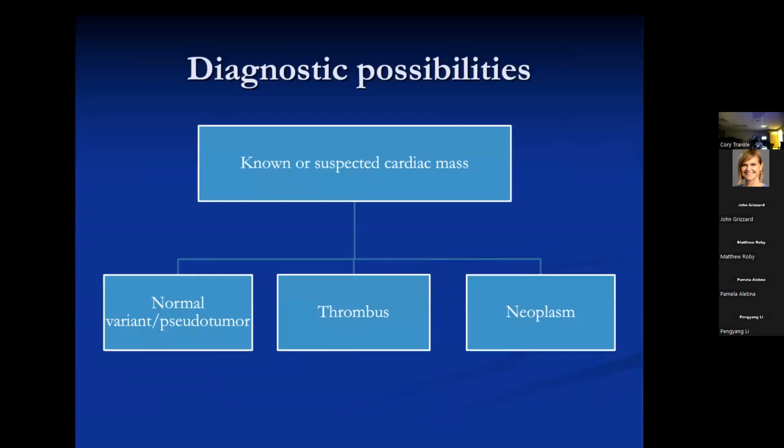So ultimately, we're left with these possibilities. You get this thing, it's a known or suspected cardiac mass. It might be a normal variant or a pseudotumor, we might be getting faked out, or it could be a thrombus, which is kind of a mass, but not really a neoplasm, or it could be a neoplasm. So we really just have to sort these three options, right?